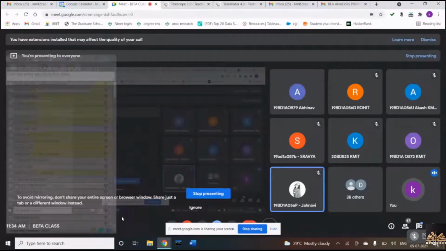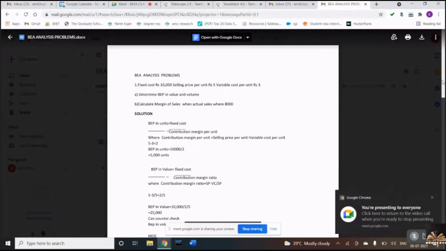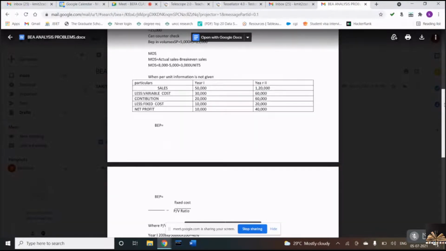Now, the next set of questions gives every piece of information regarding per unit variable cost, per unit selling price and so on. So what if per unit information is not given? Then we take the help of PV ratio to calculate the break-even point.